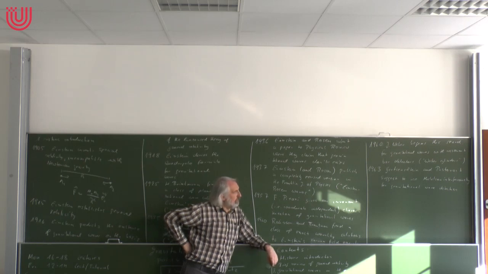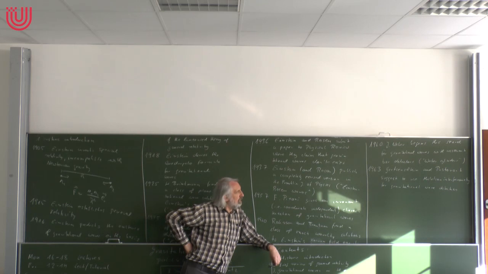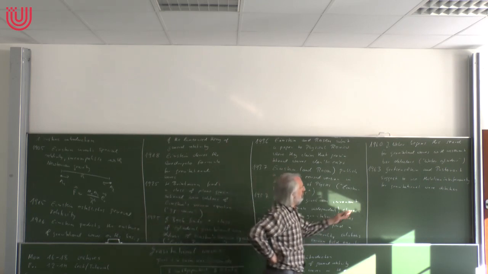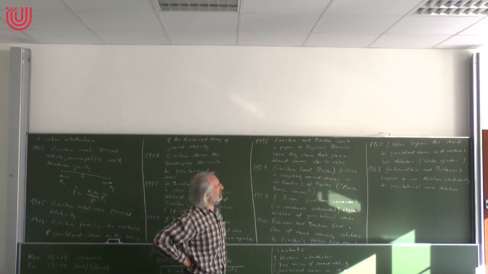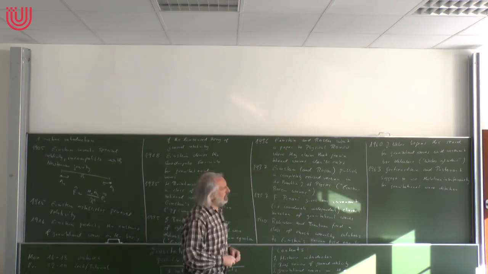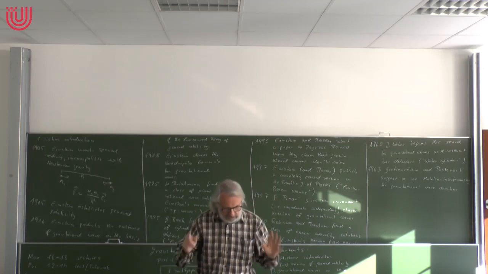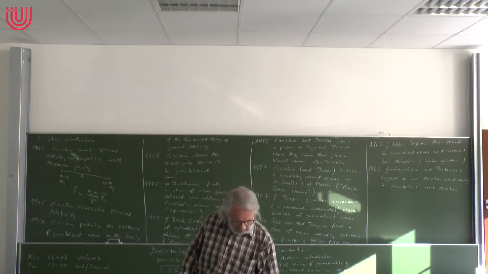And LIGO was constructed in the United States, and then there was Virgo in Italy, but everything began with this suggestion from 1963. Okay, we will discuss these detectors in detail later.